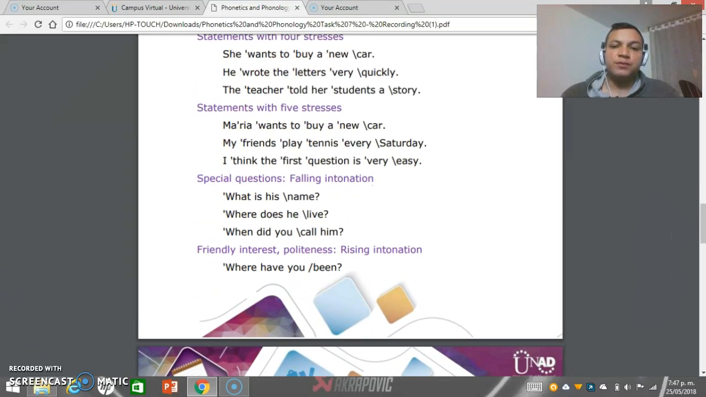A special question with falling intonation. What is his name? Where does he live? When did you call him? In these sentences you can see that the falling intonation is at the end of the sentence.